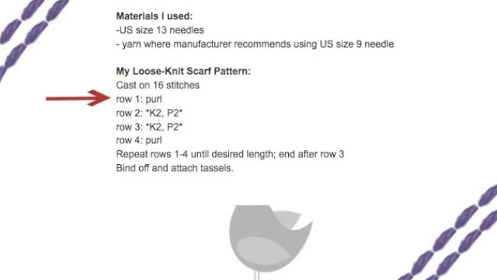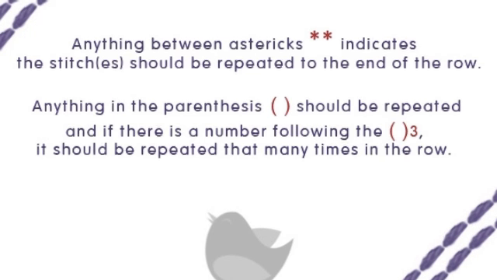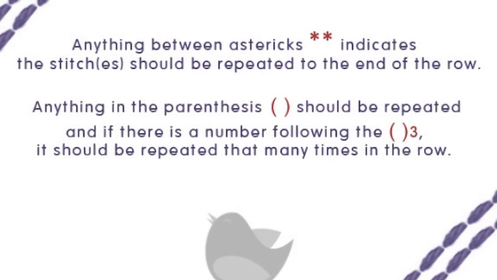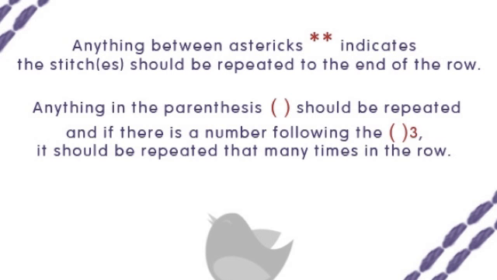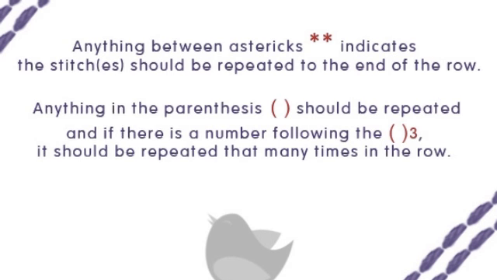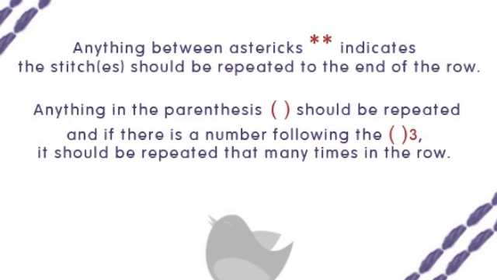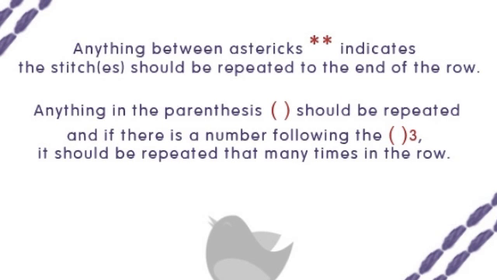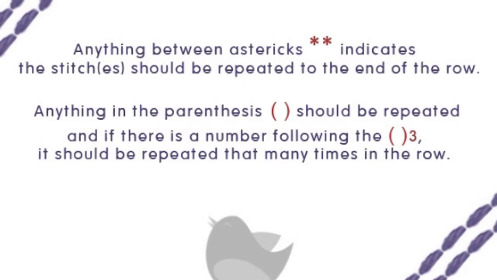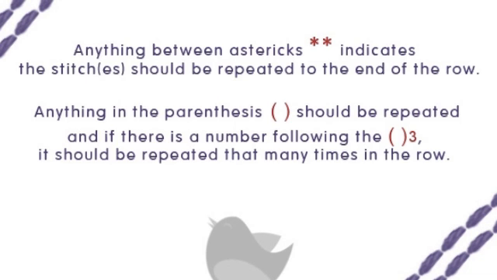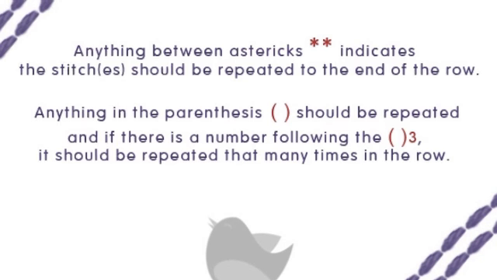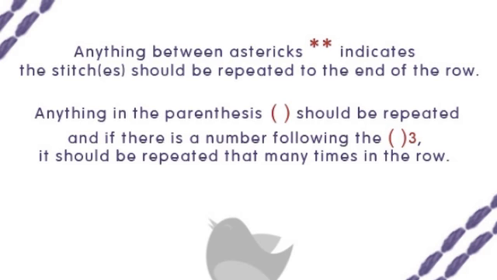row of the project. Anything you see between the asterisks indicates that those particular stitches should be repeated until the end of the row. And if you see anything in the parentheses, that also indicates that those stitches in the parentheses should be repeated. If there's a number following the parentheses, that indicates that those stitches in the parentheses should be repeated that many times in the row.